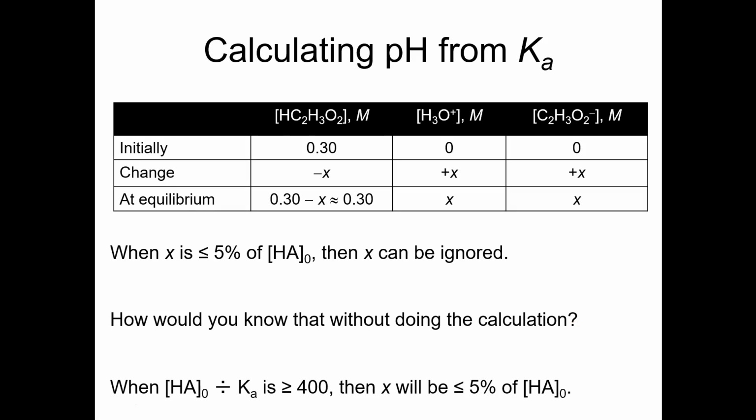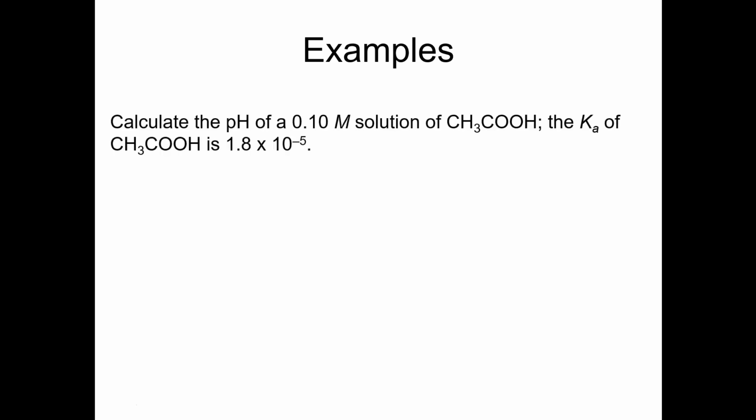And so let's look at a couple of examples of this. We'll look at acetic acid and we'll look at hydrofluoric acid. So suppose you get a question that says, calculate the pH of a 0.1 molar solution of acetic acid, and the Ka of acetic acid is equal to 1.8 times 10 to the minus 5. I want to know whether or not I can make the assumption that x is so much less than 0.1 that I could ignore it.